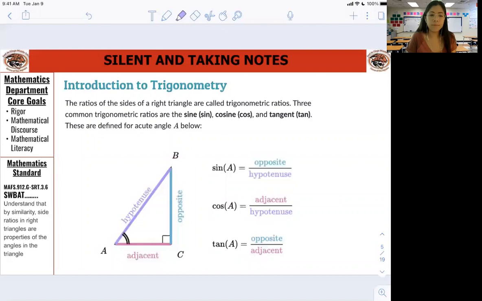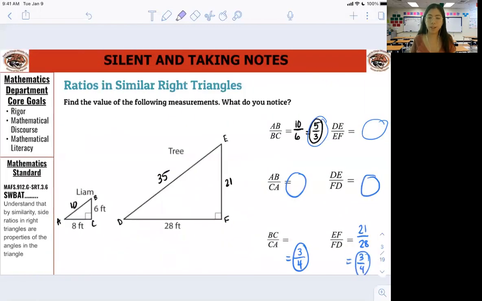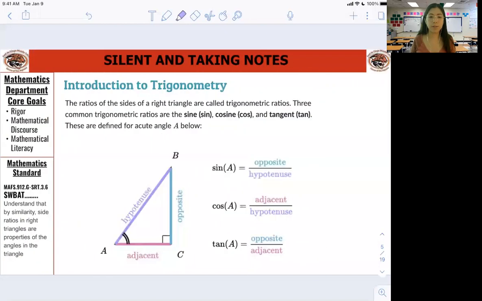Just the first sentence. The ratios of the sides of a right triangle are called trigonometric ratios. So we have these three ratios, which we actually already calculated in this slide over here. We actually got those answers already. You just didn't know what they were called.